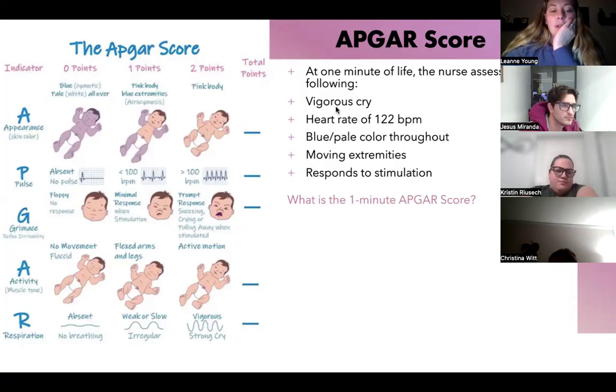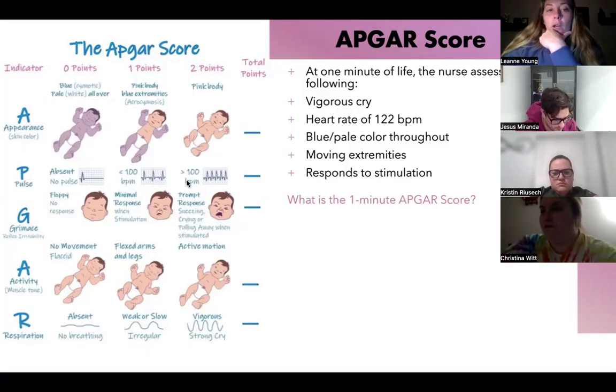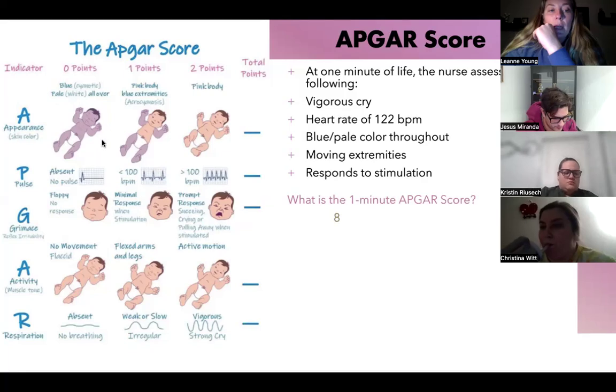So your baby has a vigorous cry. We go down here to our respiration and we see strong, vigorous cry. So that's a 2. Okay. Heart rate is 122 beats per minute. So we go to our pulse, and anything over 100 is going to be assigned a 2. Blue or pale color throughout. We're going to go up here to our appearance and we see blue, cyanotic, pale all over. Okay. So that's going to give us a 0.